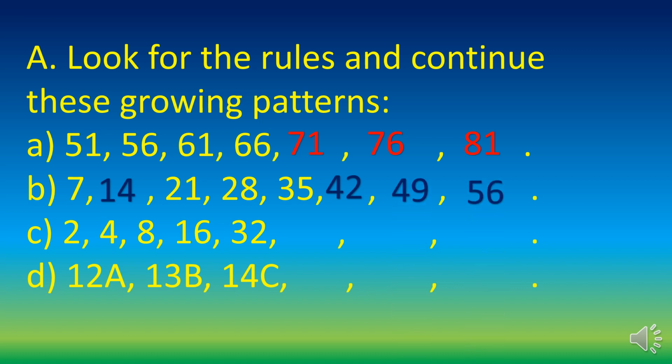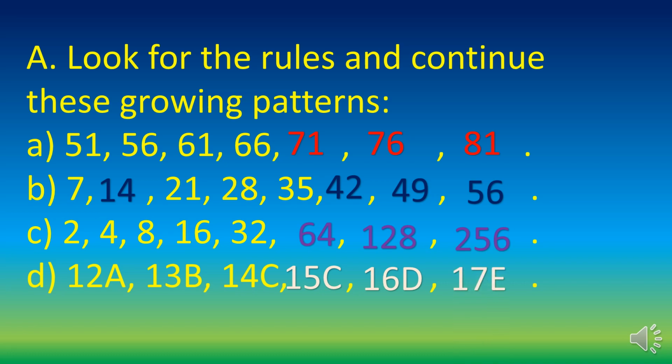Next is C. The second number is double of the previous one, like 2, its double is 4, then its double is 8, then its double is 16, 16 twos are 32, 32 twos are 64, 64 twos are 128, 128 twos are 256. Then next is an alphanumeric pattern, that is, alphabet is also there and number is also there. So 12A, 13B, 14C, then 15D, 16E and 17F.